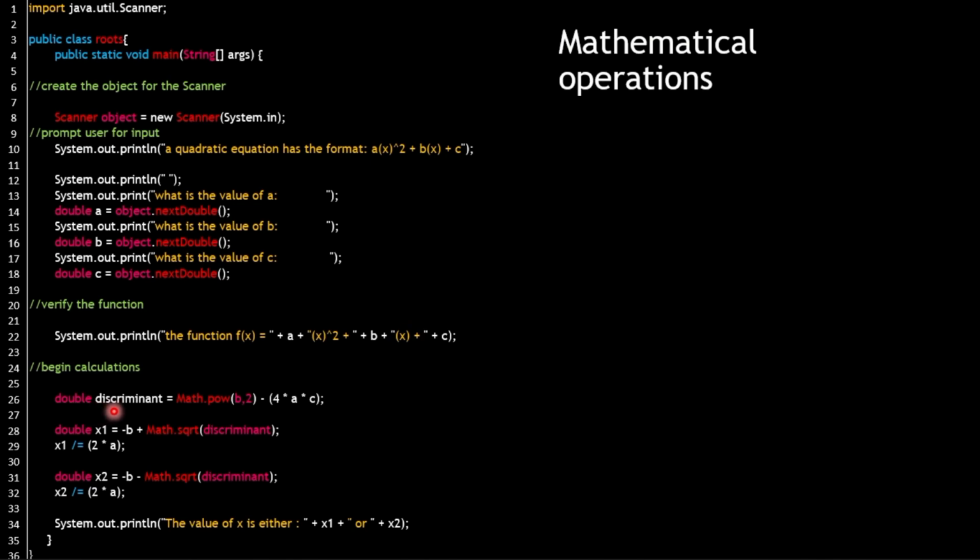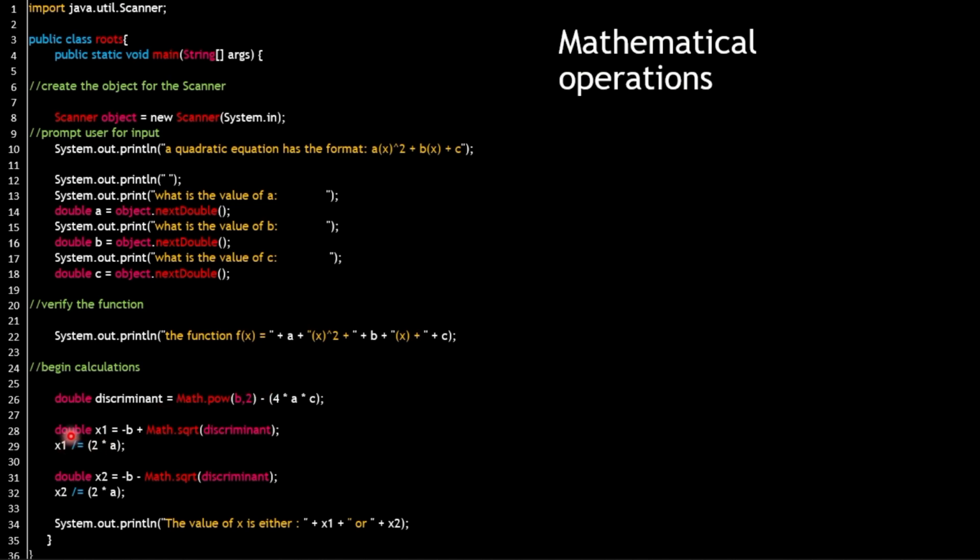We say double discriminant is equal to Math.pow(b, 2). So here we have Math.pow; we're using our mathematical operations to get to our power. So we raise b to the power 2, right? Because the formula has a discriminant where b is raised to the power 2 minus 4 multiplied by a multiplied by c, right? And we have that here. So this is every value that is within the square root of the function.